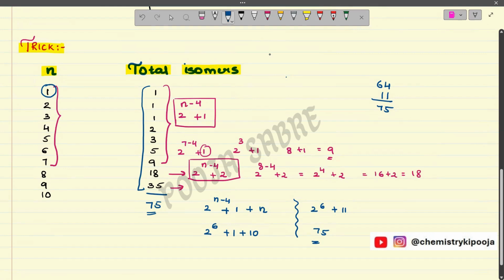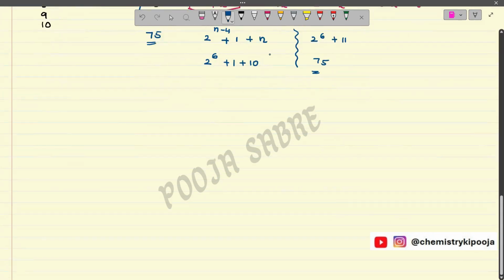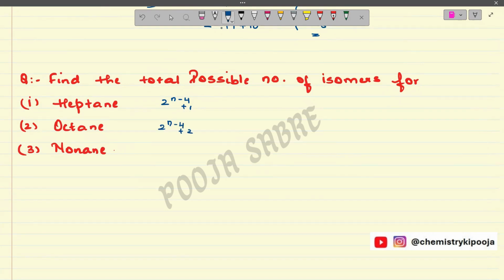Quickly, now we are going to start solving a few questions. Take out your notebook and copy down the question. The first question is, find the total possible number of isomers for heptane, octane, and nonane. So simply you are going to use the formula. I have already shared the formula. The formula up to heptane is 2 raised to n minus 4 plus 1. Then for octane it is 2 raised to n minus 4 plus 2. And for nonane it is 2 raised to n minus 4 plus 3. Use this formula and find the isomers.